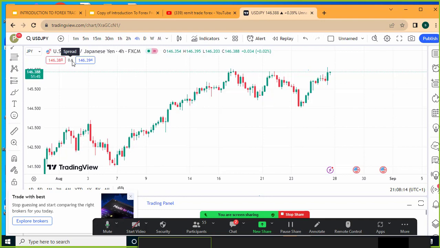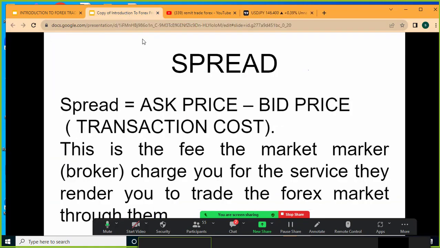So let's say, for example, this is a broker. It means that this broker is charging 0.6 pip for this currency pair, because different currency pairs have their own spread depending on the time of trading and all of the stuff. A lot of factors are involved when you want to find this out. So the difference between this and this gives you what you have here as the spread, and the spread is the transaction cost, the fee you pay the broker to trade the forex market through them. That is what the spread is all about.